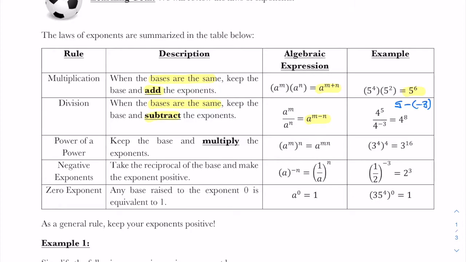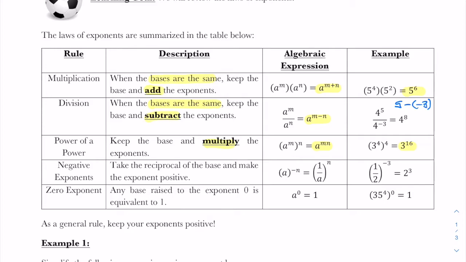Thirdly, we have the power of a power rule. Whenever you have a power to another exponent, you keep the base and multiply the exponents. In our example here, we have the power a to the exponent m, and all of that is raised to the exponent n. As the rule suggests, we just simply multiply the exponents, giving us a to the exponent of m times n. In our example, we have the power 3 to the exponent 4. All of that is to the exponent 4 again. So we use our power of a power rule to get 3 to the exponent 16.